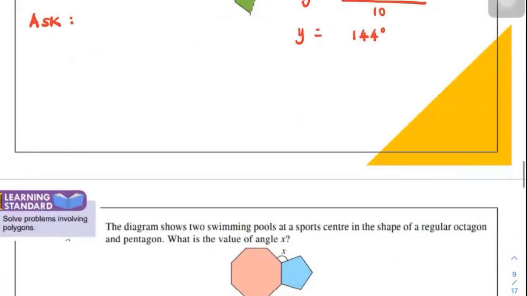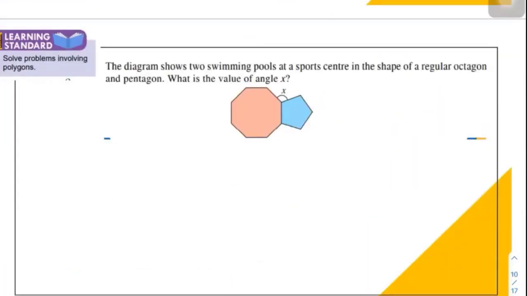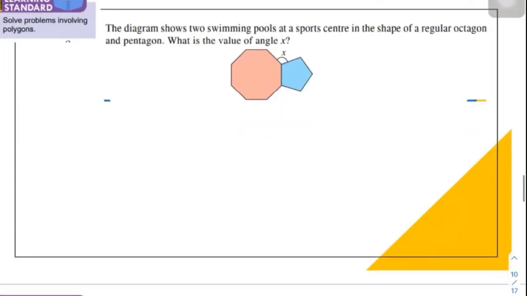So the next one is another textbook question. Just now that one was question number 7. This is number 8. So how to answer this question? Any idea? Is this to find the interior angle or the exterior angle? Exterior angle. What information is given from the question? Two regular polygons. One is an octagon, one is a pentagon.